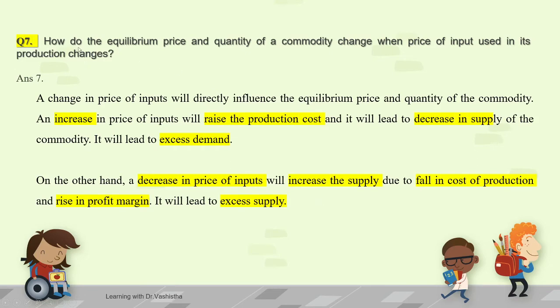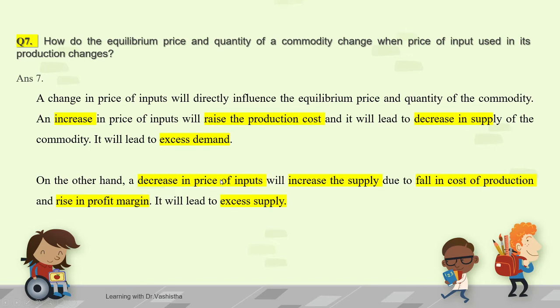Next question. How do the equilibrium price and quantity of a commodity change when the price of an input used in its production changes? As we all know, factors of production are used in the production process. They are also known as inputs, and the price paid to those inputs combines into the total cost of that production process. So when there is a change in the price of inputs, that will directly influence the equilibrium price and quantity of the commodity.